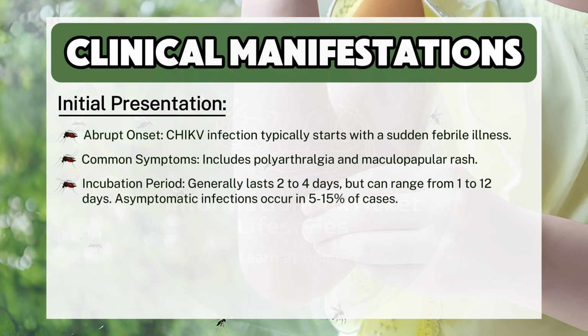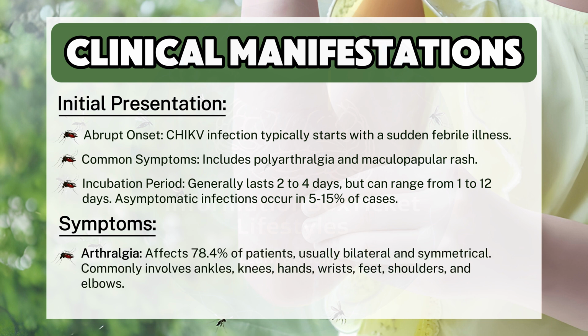Incubation period generally lasts 2 to 4 days, but can range from 1 to 12 days. Asymptomatic infections occur in 5 to 15% of cases. Symptoms. Arthralgia affects 78.4% of patients, usually bilateral and symmetrical, commonly involving ankles, knees, hands, wrists, feet, shoulders, and elbows.